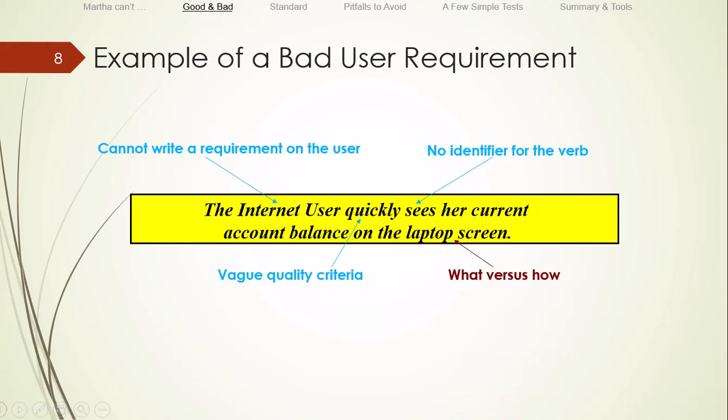On a laptop screen, what versus how? This means the sentence has a lot of grammatical issues and we have used bad words in this sentence. This is wrong.